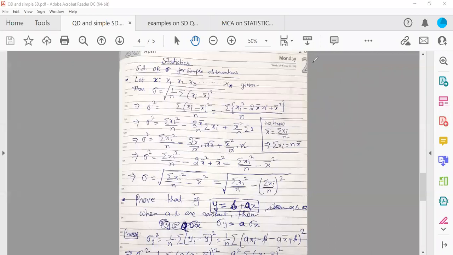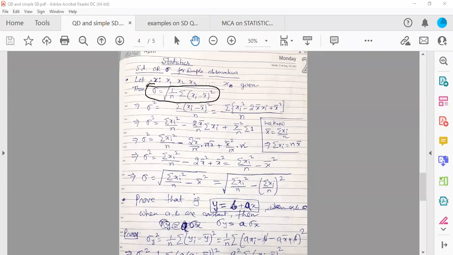Sometimes it is called standard deviation. Since only MCQ will be there in the question, no need to find the proof, sigma square and so on. So this is the formula of sigma, the basic formula.